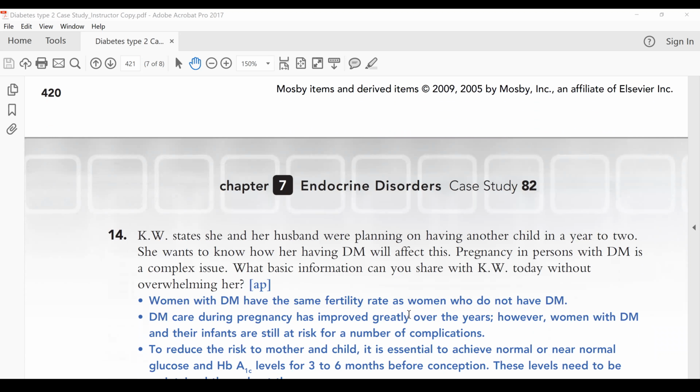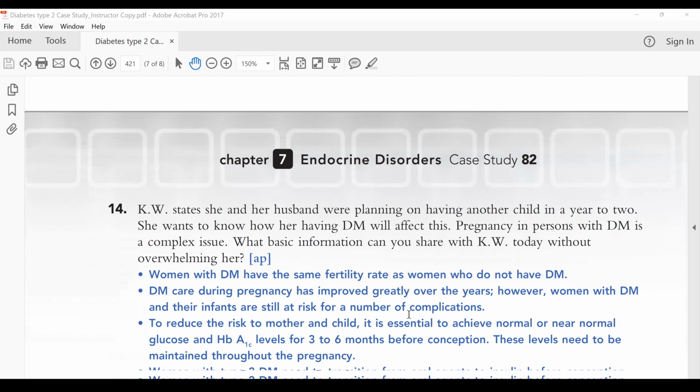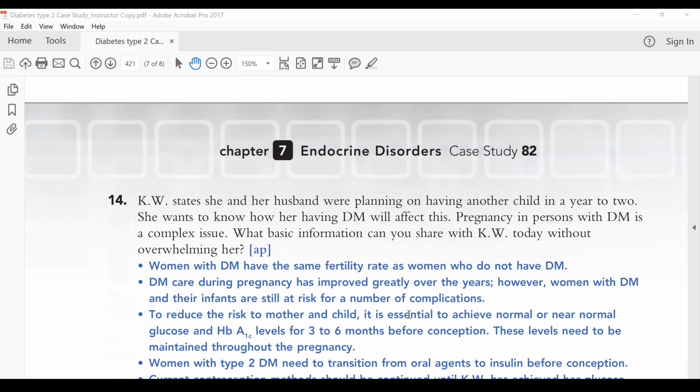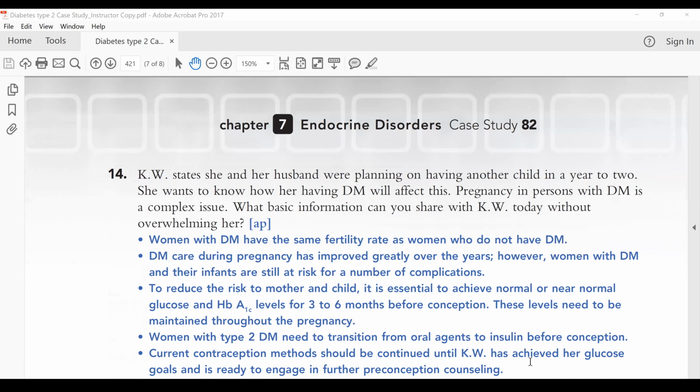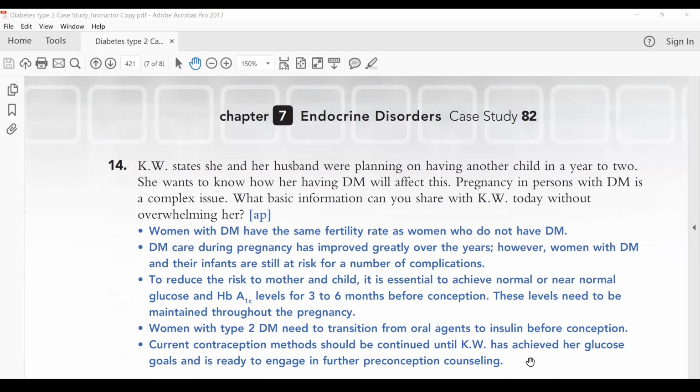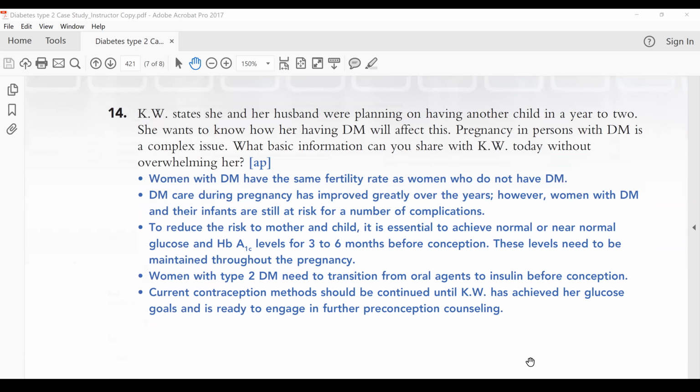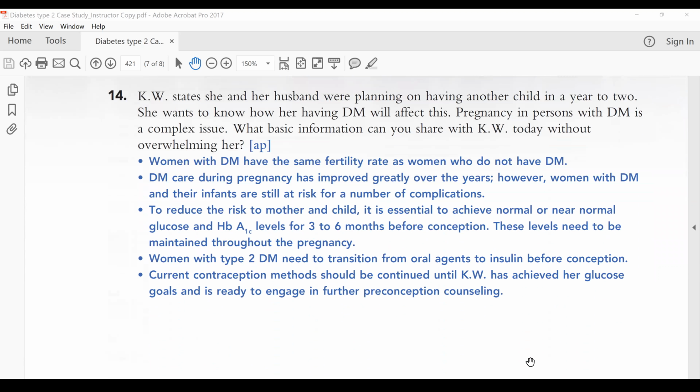So the HbA1c levels for 3 to 6 months before conception need to be maintained through the pregnancy. They need to transition from oral agents to insulin before conception if they're type 2. Current contraception methods should be continued until they've achieved glucose goals and are ready to engage in further preconception counseling. So that would be the feedback.